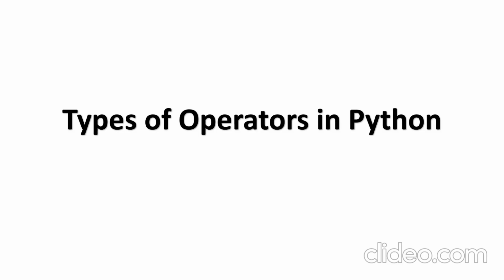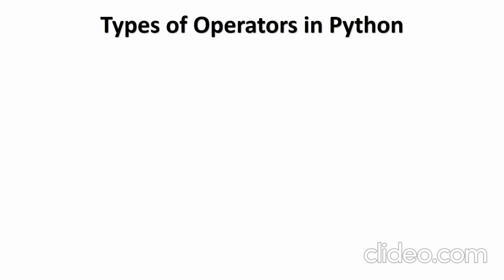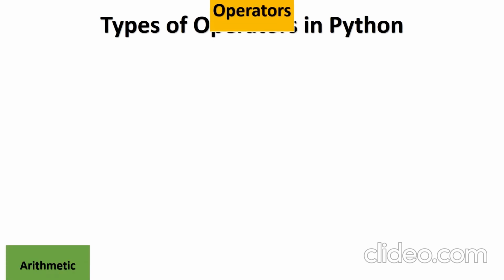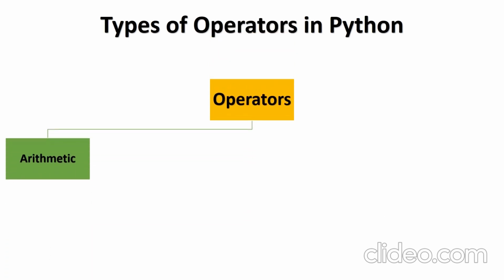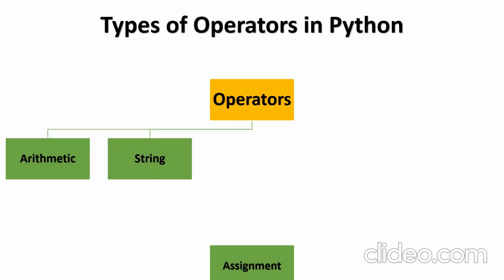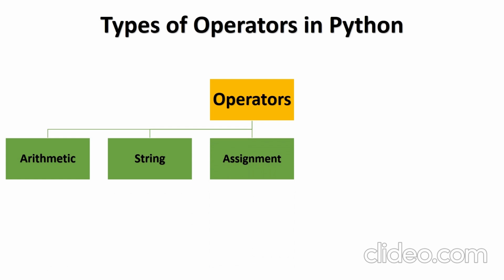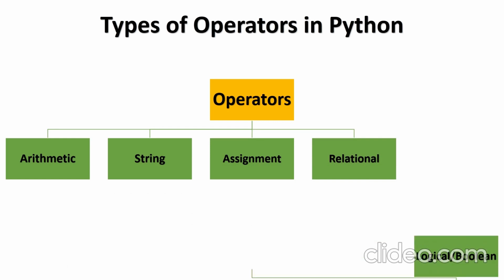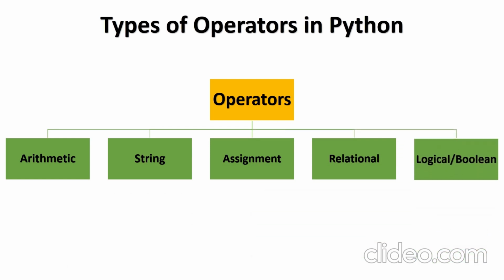Types of operators in Python. Python offers different types of operators, which are arithmetic operators, string operators, assignment operators, relational operators, logical Boolean operators. Let us learn more about these operators.